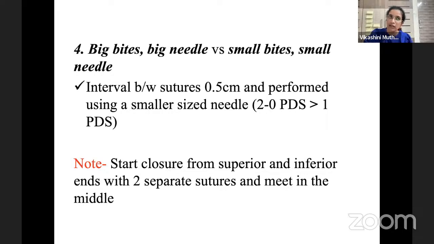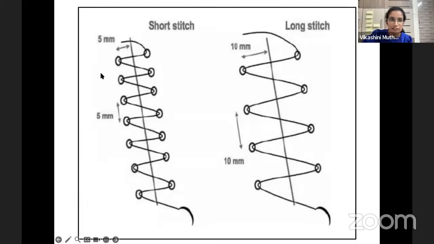And generally, what we all do is start the closure of the abdomen from both ends, right? From the superior and the inferior, and we meet in the middle. By doing this, most of the sutures are taken under vision. So that is the advantage here. That's it. So this is the big bite, big needle versus small bite, small needle.